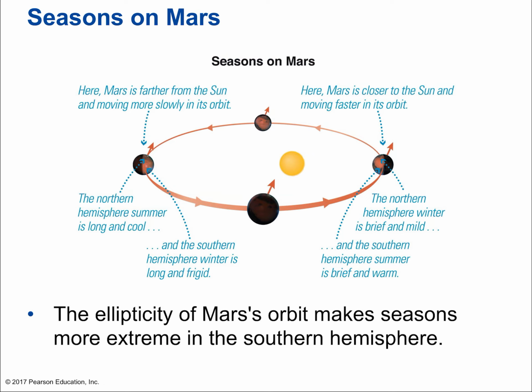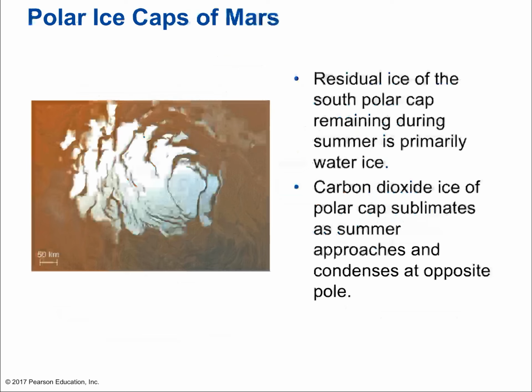All right. So the northern hemisphere winter is brief and mild, and the southern hemisphere summer is brief and warm, whereas the northern hemisphere summer is long and cool. And then here's the most extreme one. The southern hemisphere winter is long and frigid. Okay. So that's kind of an odd thing about the climate of Mars.